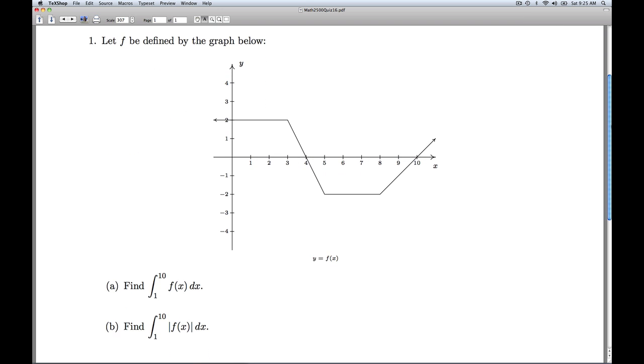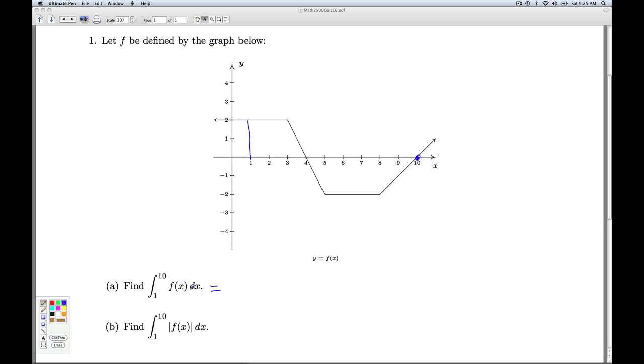We're given a function defined by this graph, and we're asked to find a couple of definite integrals. So for part A, we're asked to find the integral from 1 to 10 of f of x dx. So I'm integrating from x equals 1. I'm going to start here, and I'm going to finish up here. We're not given any formula for f of x, although we could probably figure one out. It'd be a piecewise defined function, but we want to attack this geometrically.